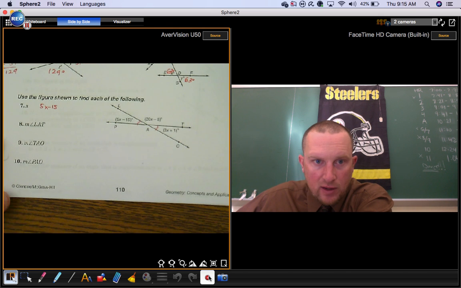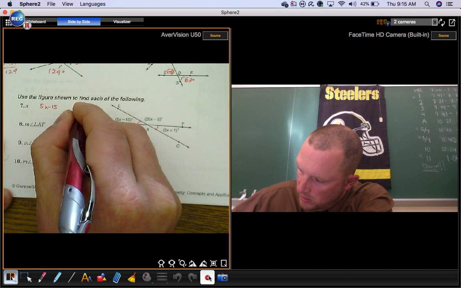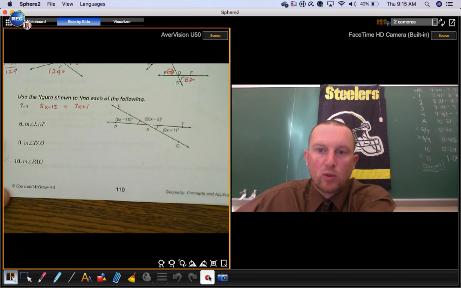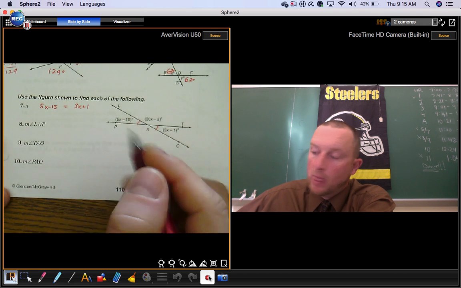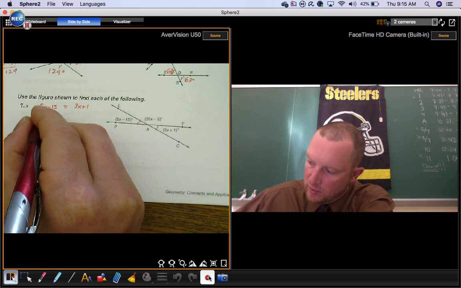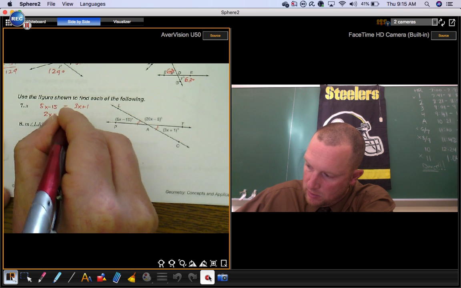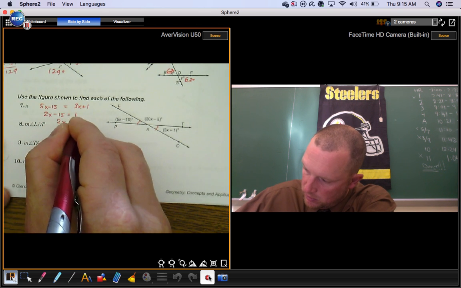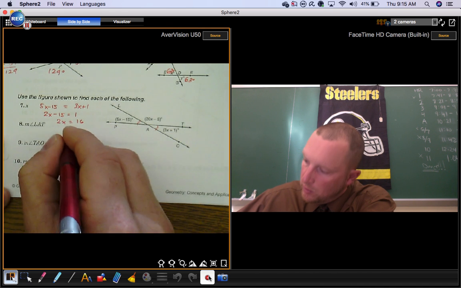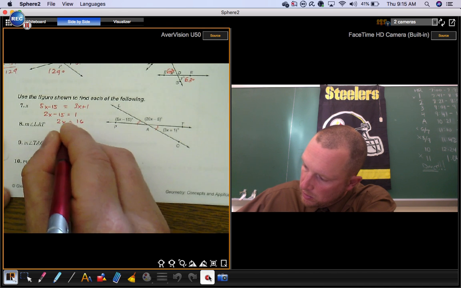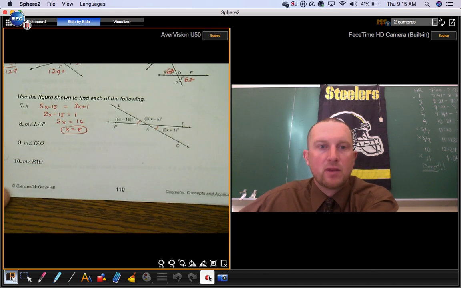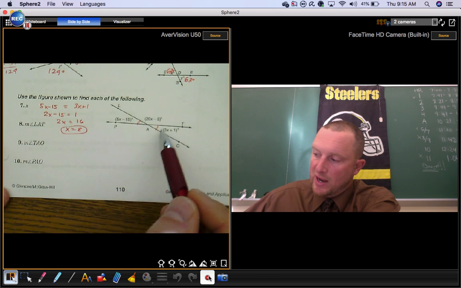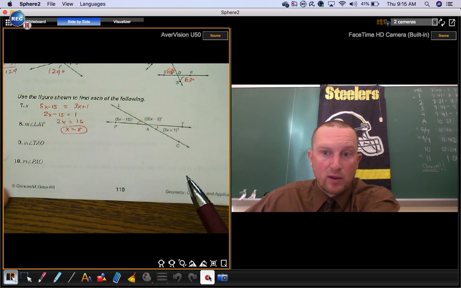That angle, 5x minus 15, and this angle, 3x plus 1, are equal. Solve for x. We're going to subtract 3x from both sides. Then we're going to add 15. And then we'll divide by 2. X is 8. Now, these other questions are asking you, well, what about the measures of these other angles?